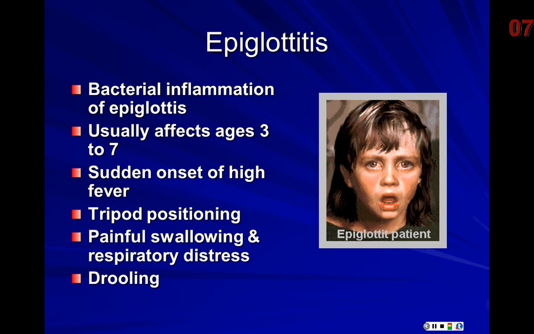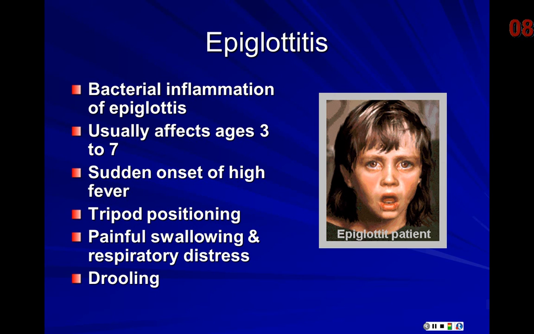This usually affects ages 3 to 7. However, there's a higher incidence recently, even in adults, due to not keeping up with vaccinations. This is a sudden onset of a high fever. When I say sudden, I mean they were doing okay, and within 24 hours, or even within a few hours, they can have a complete airway obstruction.